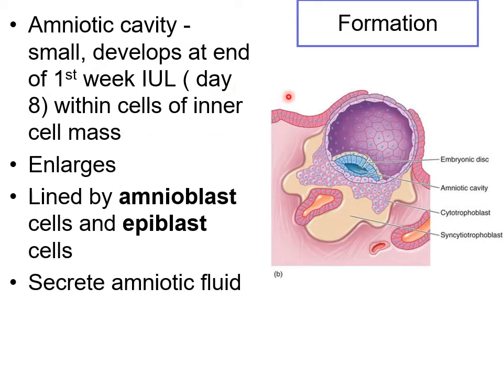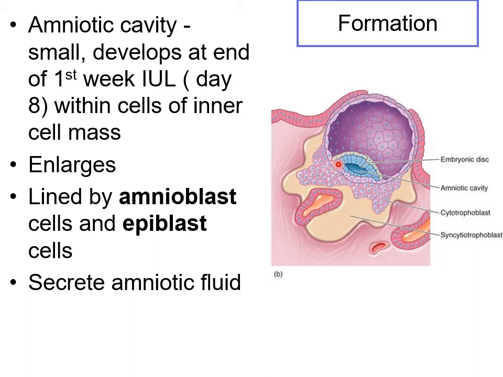Now we recall that when implantation was occurring, that is when the blastocyst was implanting, in the early week, that means by the end of the first week, we had the inner cell mass and the outer cell mass as shown in the figure, and in the inner cell mass a small cavity began to develop at around day 8 within the cells of this inner cell mass. Now this is the future amniotic cavity as shown here, and this will gradually enlarge. So we'll see what happens to it.